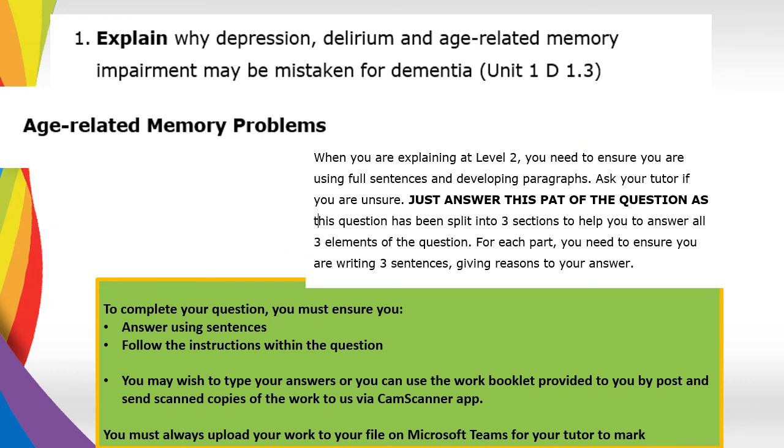So I would now like you to answer the final part of this question, age-related memory problems. So explain why age-related memory impairment may be mistaken for dementia.